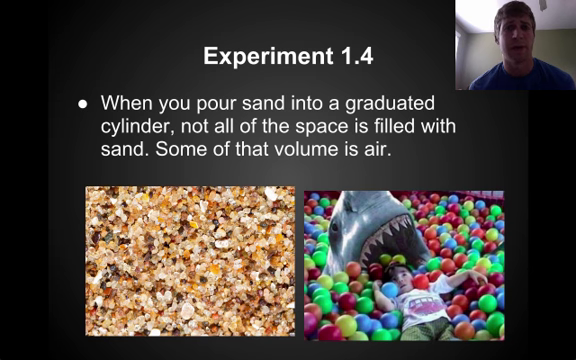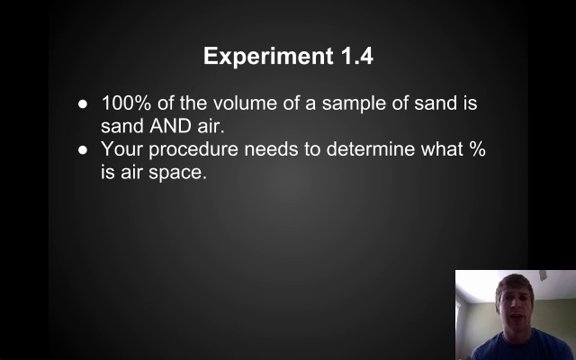So in this experiment, we're trying to figure out how much air is in that sand. Given a sample of sand, given a volume of sand, how much of that sample of sand is actually air? When you pour sand into a graduated cylinder, 100% of the volume of that sample is sand and air. So if you pour 35 milliliters of sand into a graduated cylinder, so you pour sand until it reaches the 35 milliliter mark, not all of that's sand. It is sand and air.